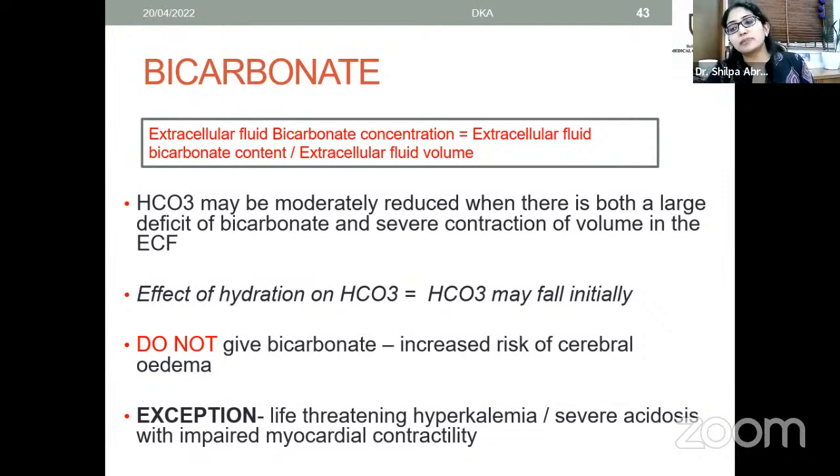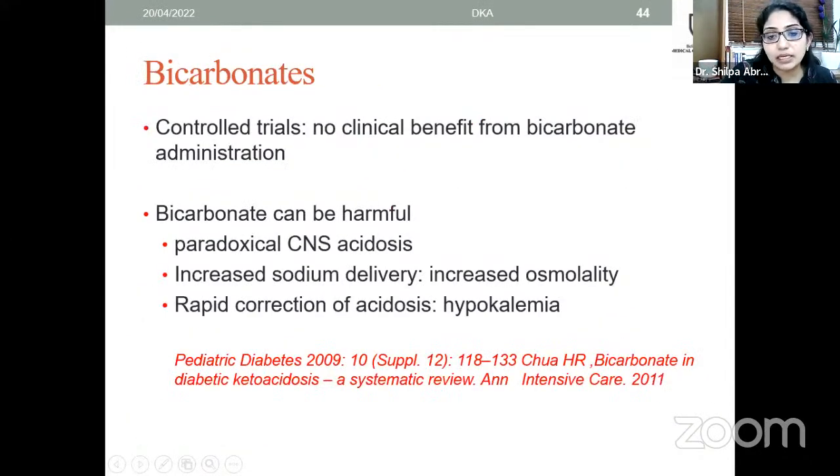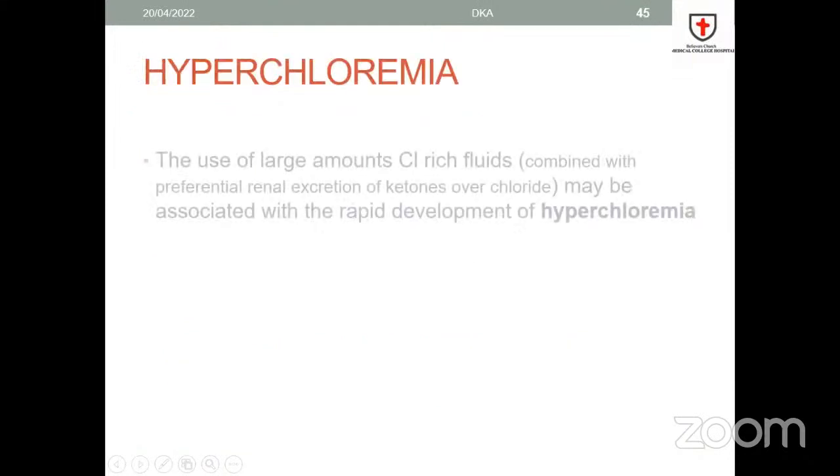So very severe hyperkalemia is the only indication. The other indication is severe acidosis with impaired myocardial contractility. But here again, you do not know if the acidosis is causing the impaired myocardial contractility. So be very reluctant in giving bicarb in a patient with DKA.